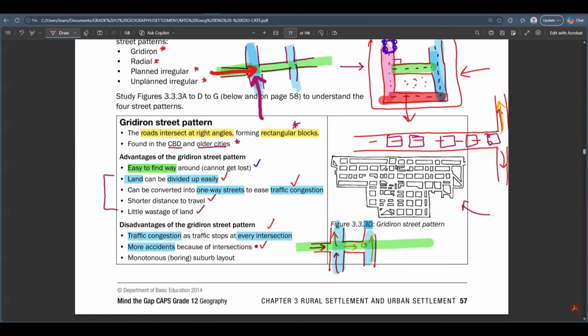It's very ugly, by the way, as I've already told you. It's not aesthetically pleasing, the grid iron street pattern. It's not beautiful. It's boring. Even if you look at it here, it does not look nice. Let's just say that to keep things nicer. It looks boring. So it's a disadvantage as well.